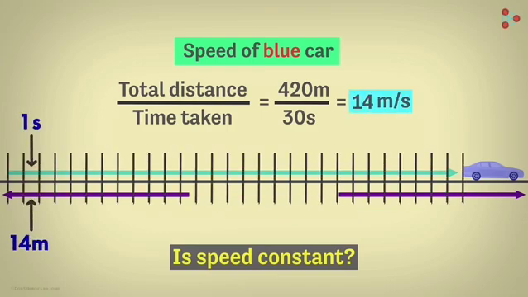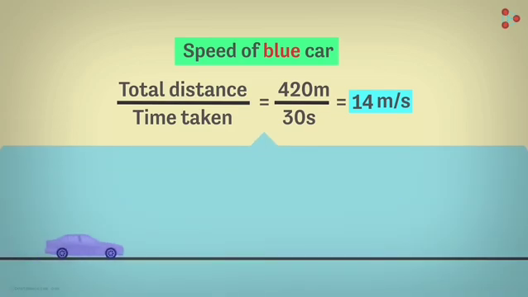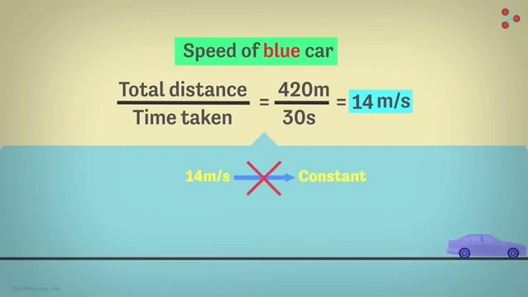No, that's not what we're implying. Because maybe the car is moving at a really fast speed initially, and then it slows down in the middle and then stops, and then again speeds up. So this speed does not imply that the speed is constant at 14 meters per second throughout.